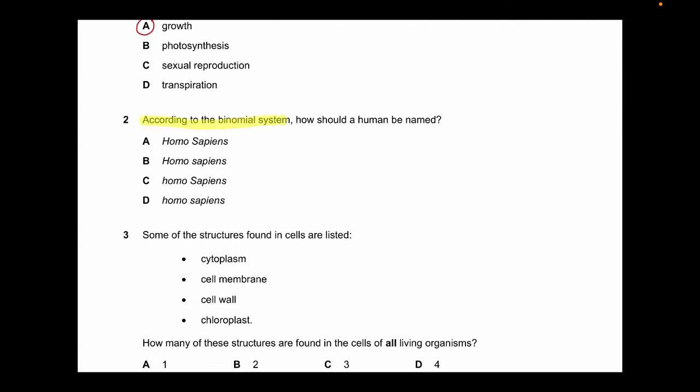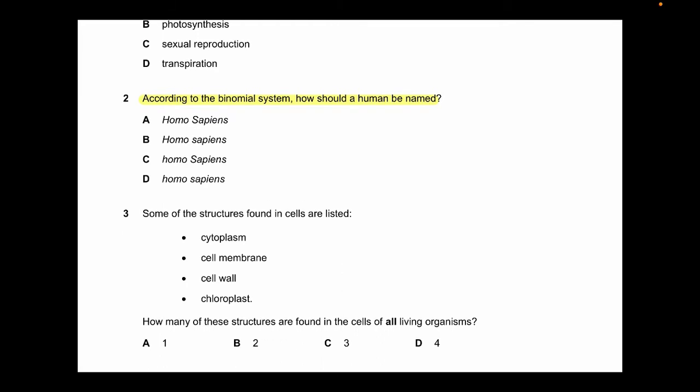According to the binomial system, how should a human be named? Well, we know that according to the binomial system, humans have the name Homo sapiens. So the first part should be Homo with the uppercase letter, but the second part should be sapiens with a smaller letter. So option B is correct.